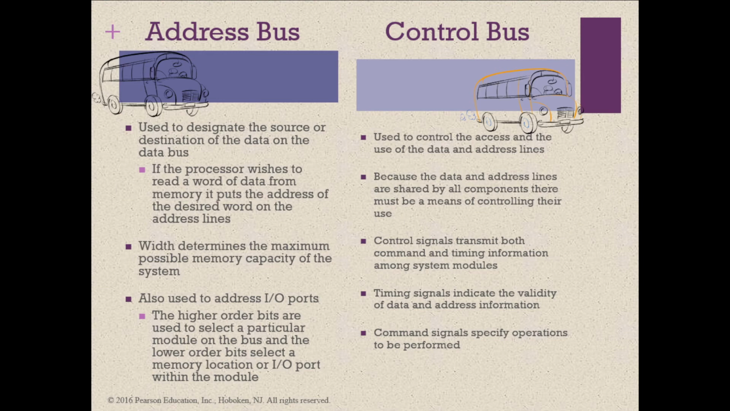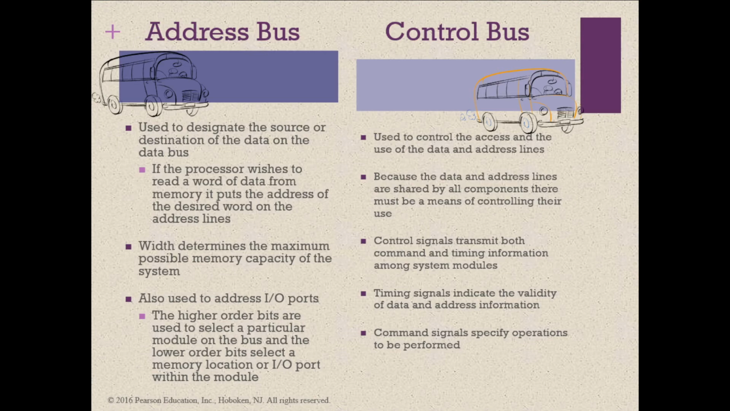And then we have transfer ACK, or acknowledgement, which indicates that data have been accepted from or placed on the bus. Next, bus request indicates that a module needs to gain control of the bus. Bus grant indicates that a requesting module has been granted control of the bus. We also have interrupt request, which indicates that an interrupt is pending, and interrupt ACK, or interrupt acknowledgement, which acknowledges that the pending interrupt has been recognized. We also have the clock, which is used to synchronize operation, and reset, which initializes all modules.